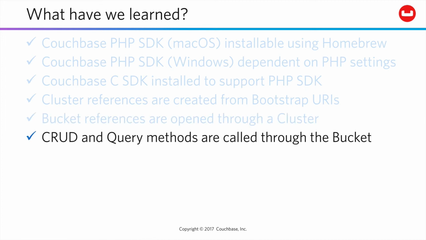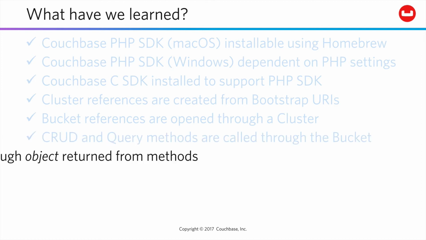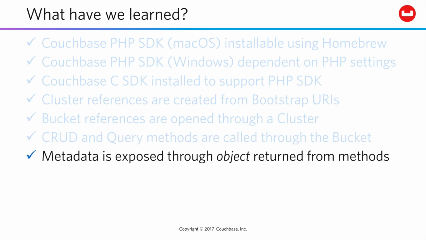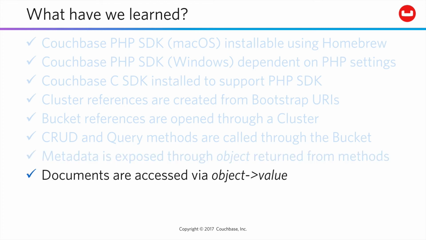Your CRUD and your query methods are then called through the bucket, and a document object is returned exposing metadata to you of various sorts that we'll see in lessons ahead. Specifically though, if you're getting a document or querying for results, it's the value property of these document objects that has the data that you're looking for.